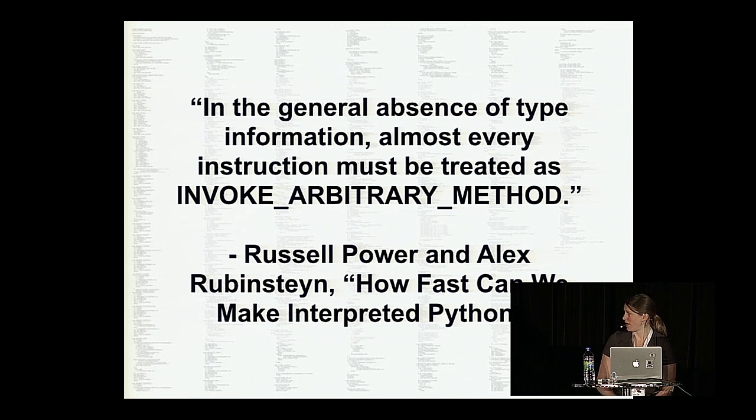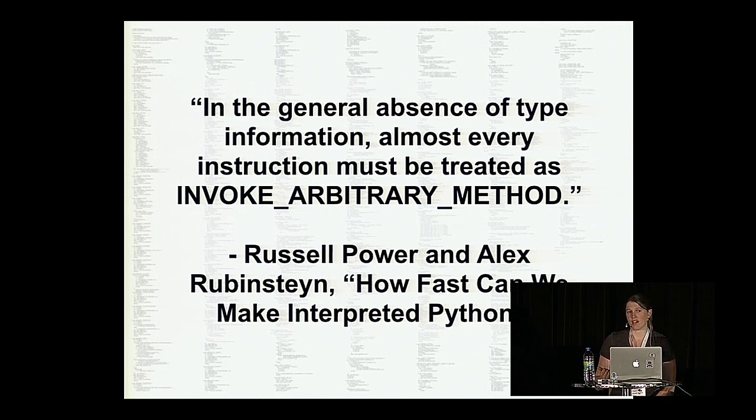There's this great paper by Russell Power and Alex Rubinstein called How Fast Can We Make Interpreted Python? And their conclusion from the strategies that they tried was that it's very challenging. And the quote here is, in the general absence of type information, almost every instruction must be treated as invoke arbitrary method. So given that the compiler knows so little, without running the code, we can't really optimize it. We don't know what instructions we can take out. We can't really reason about its correctness. All those things are very hard to do because the language is so dynamic.